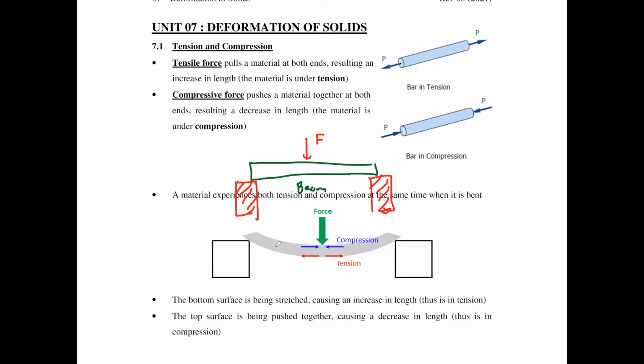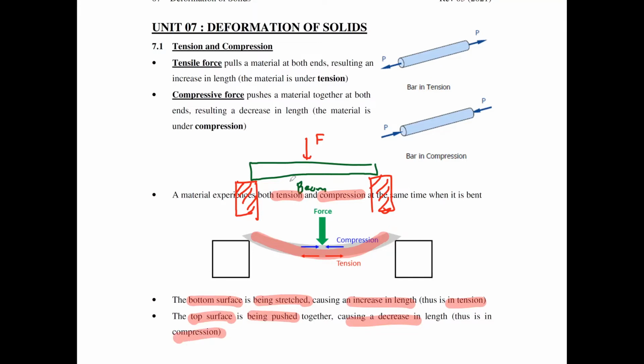similar to this. So in cases where you subject a material or solid to a force like this, causing it to bend, the material will actually experience both tension and compression. What we will normally tell you is that the bottom surface is actually being stretched. Because the bottom surface is being stretched, there's an increase in length. That part of your beam is actually under tension, but the top surface is being pushed together, causing a decrease in length. Thus, the material at the top surface is under compression.